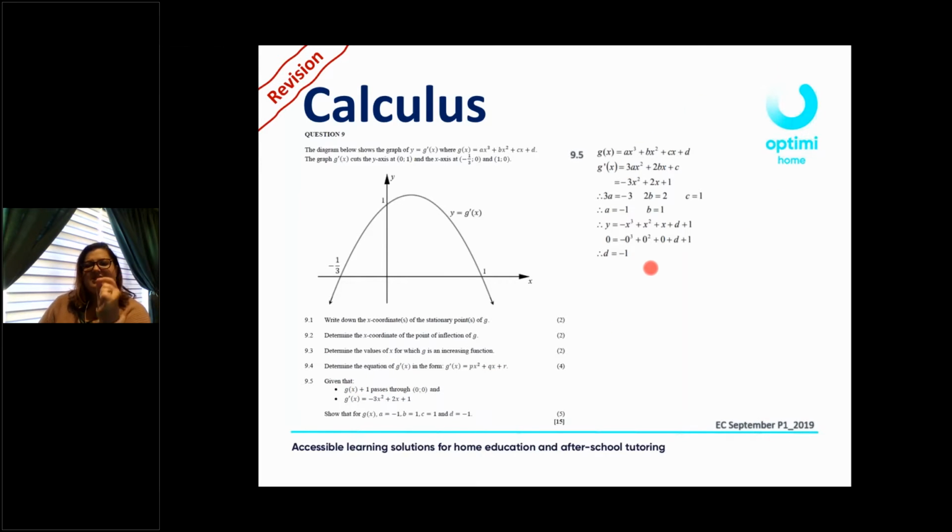So this question over here is a bit of further thinking, and this is not a question that will be in every single calculus question. This is an unseen question over here.